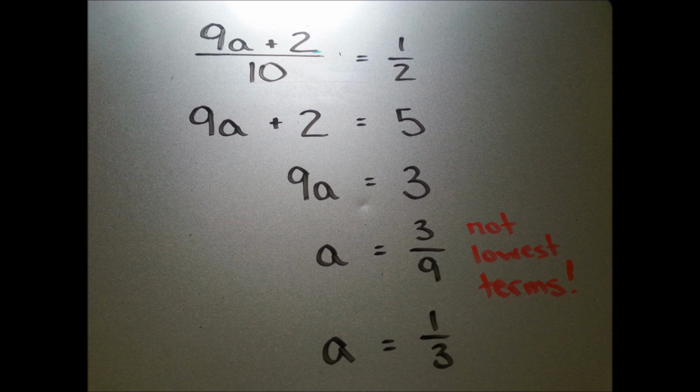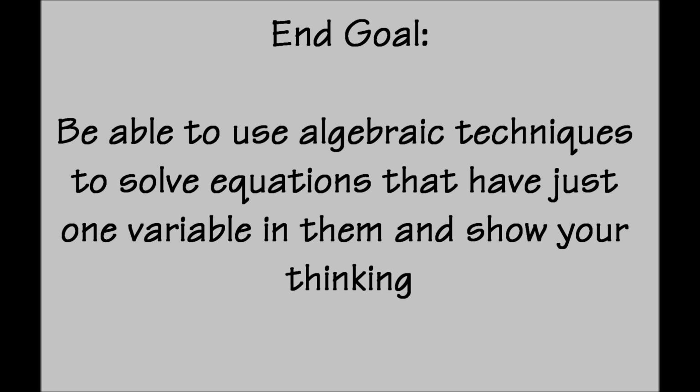In this last example, you'll notice that I didn't show what was done to each side of the equation. If it helps you to show multiplying by 10, subtracting 2, dividing by 9, absolutely show that every time. But if you're a student who's more comfortable with algebra, you are not expected to show those thinking processes if you don't have to. So our end goals here for this lesson are to be able to use algebraic techniques to solve equations that have just one variable in them and show your thinking as you do so.